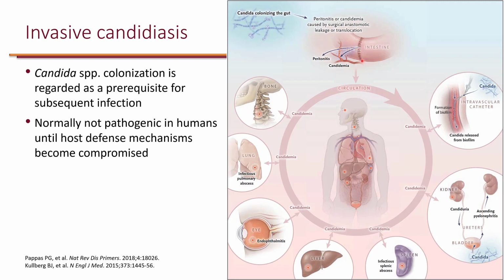candidemia. But regardless of how it finds its way into the blood, the blood goes of course to every organ, and then it can infect other organs, and that's what we refer to as deep-seated candidiasis. So for example, it can infect the spleen and cause abscess. It can infect the liver and cause abscess there. The eyes can often be involved, so it can cause some serious infections in the eye. Of course, you can have abscess in the lung. And of course, osteomyelitis.